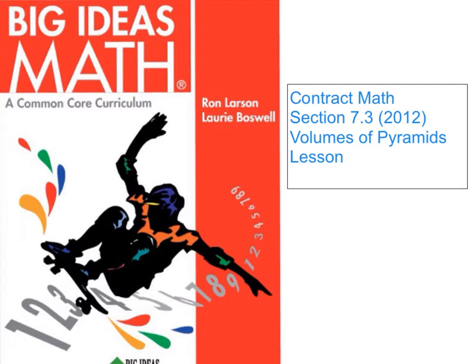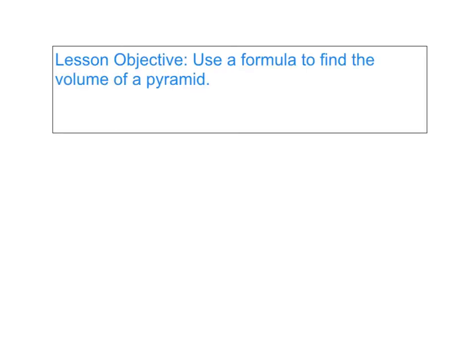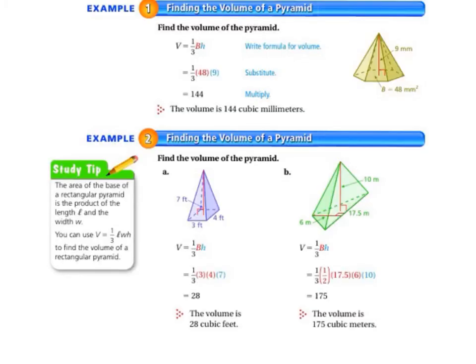Pause while you write Section 7.3, 2012 edition, lesson in your math notebook. Pause again while you write today's lesson objective in your math notebook. Today's objective is use a formula to find the volume of a pyramid. Today we'll be starting on page 312 in your math textbook.